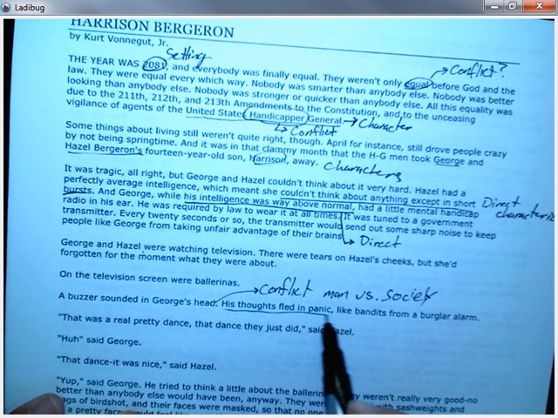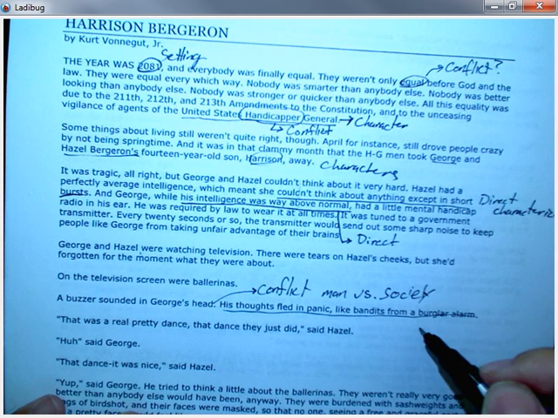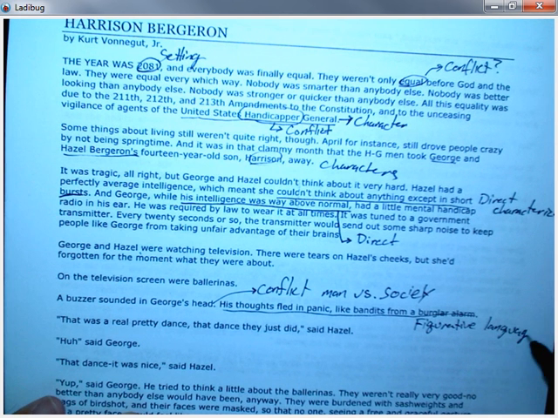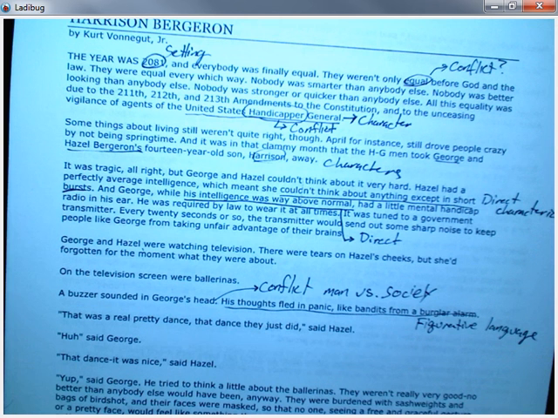Also, I'm going to underline his thoughts fled in panic like bandits from a burglar alarm. And I'm going to write figurative language. Now, that wasn't something that was on the video, but it's something we're going to start talking more about. Figurative language is when there's a sentence that says one thing and means another. Not necessarily sarcasm, only because that's going to be something else completely when we get there. But it's like when we talk about similes or metaphors. If I say Jerome is as fast as a cheetah, what the sentence says is that Jerome can run 60 miles an hour. He's as fast as a cheetah. But we understand that to mean what? He's just fast. Says one thing, means another.